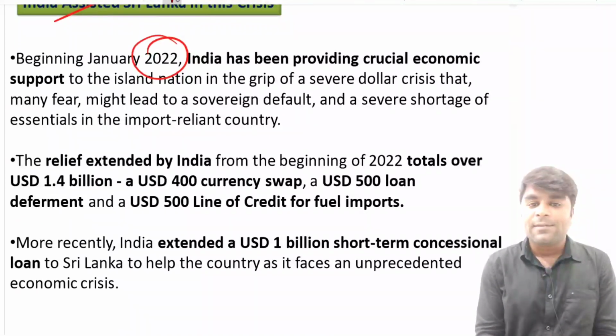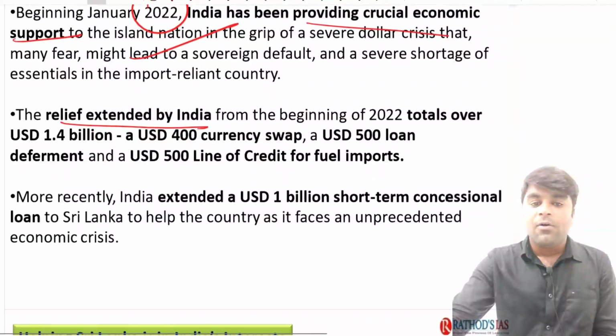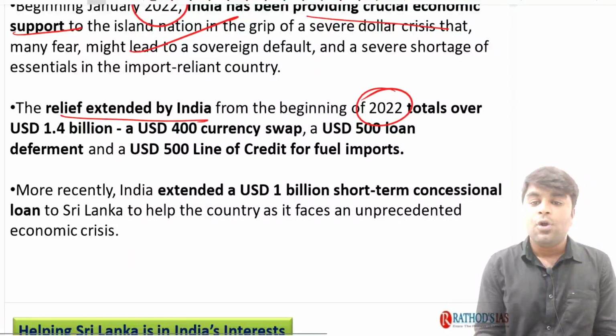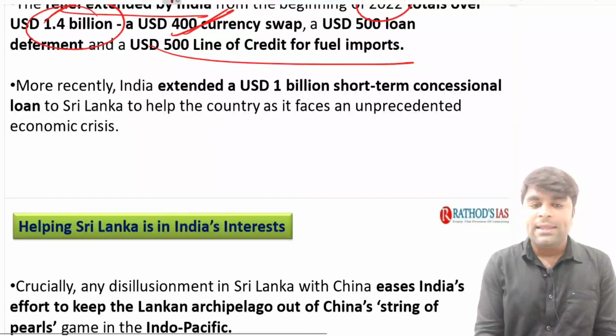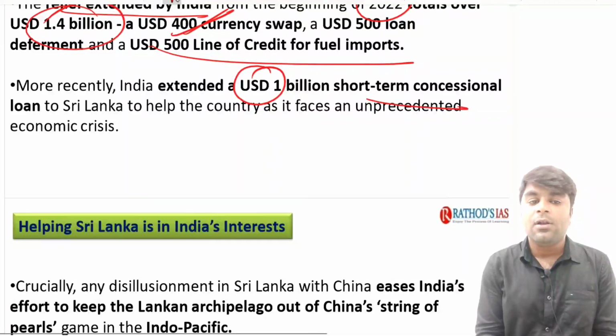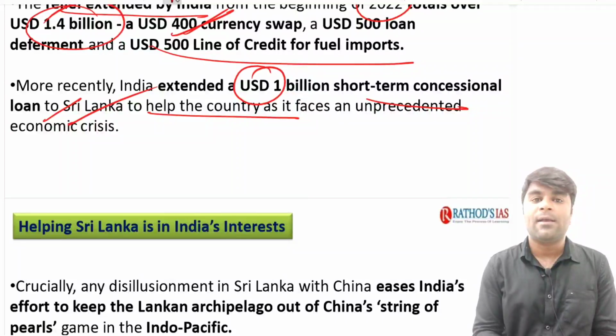Next, when we look at India's assistance for the Sri Lankan crisis, beginning January 2022, India has been providing crucial economic support for the island nation. The relief extended by India from the beginning of 2022 totals about 1.4 billion US dollars, and we have currency swap agreements for about 400 million US dollars. We have given credit, and more recently India extended 1 billion US dollars of short-term concessional loans to Sri Lanka to help the country face its unprecedented economic crisis.